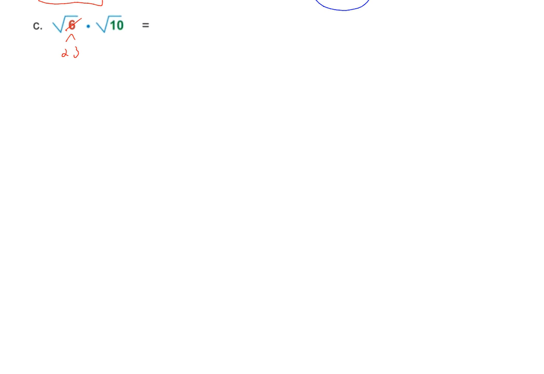Can we take the root of anything there? No. Now I do my 10. It's a 2 times 5. Can I take the root of anything there? No. But let's multiply them. But let's leave them in factored form. Take your red and make your 6 your 2 times 3, because isn't that 6? And take your green and leave your 10 as a 2 times 5.